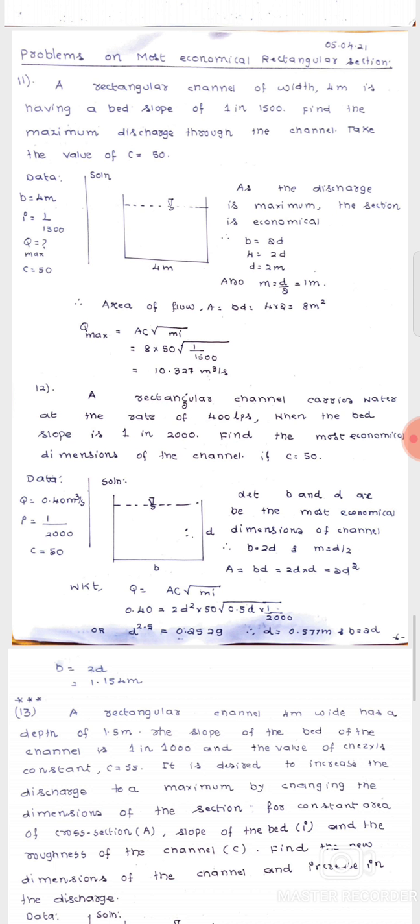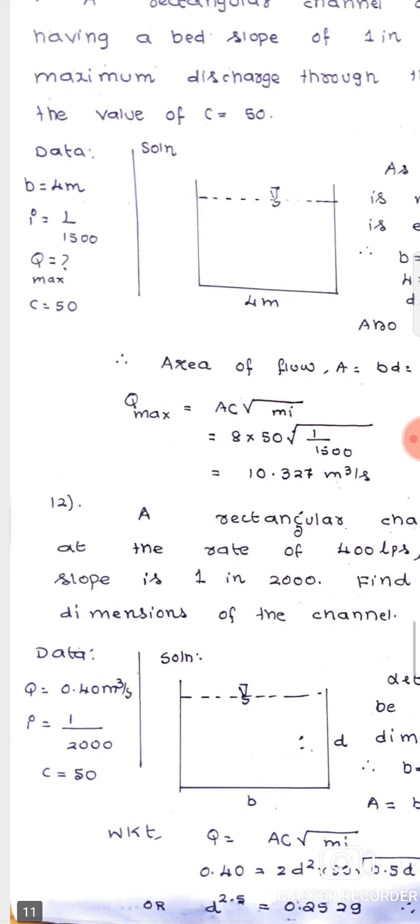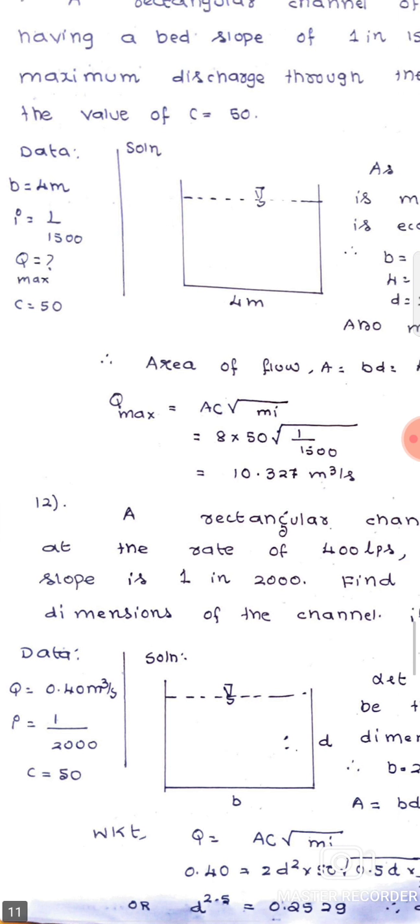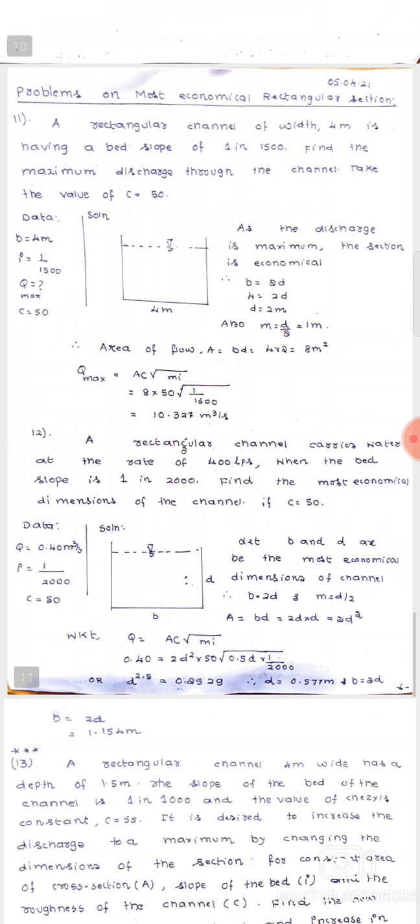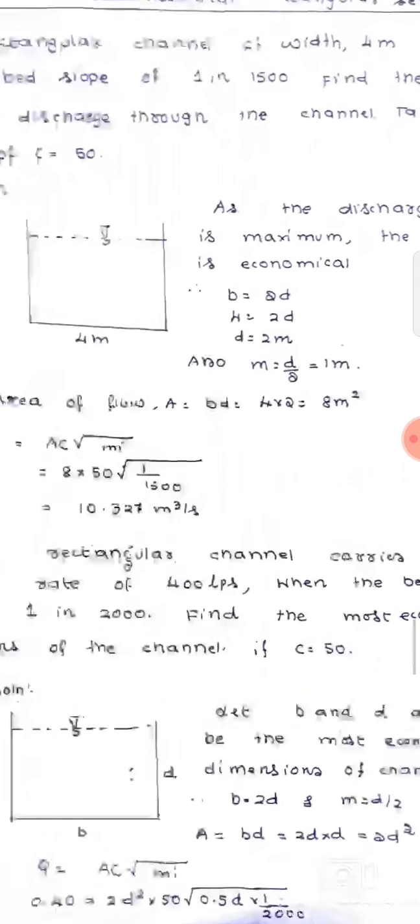So we have the Chezy's formula Q is equal to AC into square root of Mi. But here only the width and the bed slope are given, and we have to calculate the depth. The depth is not given. So we can see in the given data B is equal to 4, I is equal to 1 in 1500, C is 50. To find out the depth, we have the condition for a rectangular cross section in the most economical channel, that is B is equal to 2D.